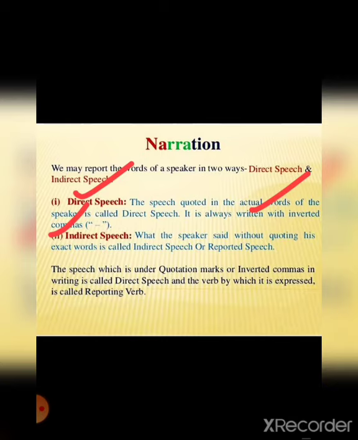Okay, so in indirect speech, what the speaker said without quoting his exact words is called indirect speech. That means whatever I said, suppose I told you "sit down." So here, when "sit down" is within inverted commas, that means it is in direct speech. But when you say that ma'am told me to sit down, then you can say that it is in indirect speech, or reported speech.